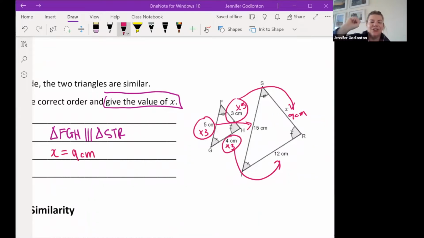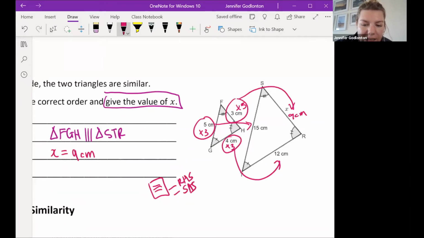SAA, yes, good. Okay, so when we're talking about congruency, our 4 cases are RHS, SAS, SSS, SAA. Those are our 4 cases of congruency. In similarity, we only have 2 cases, and we're going to learn about them now.